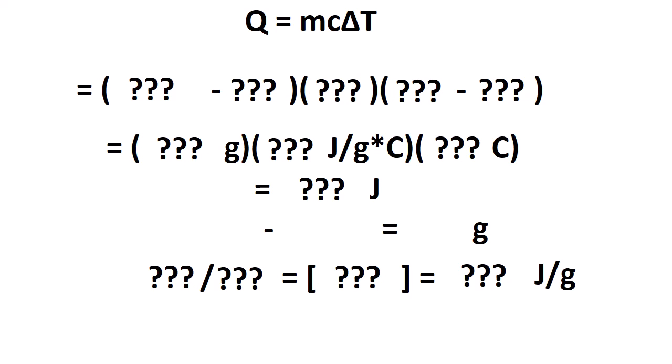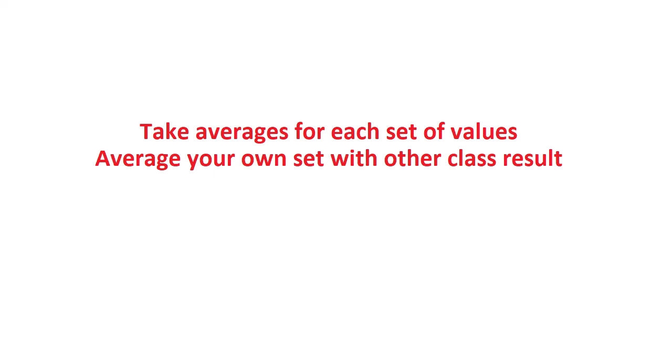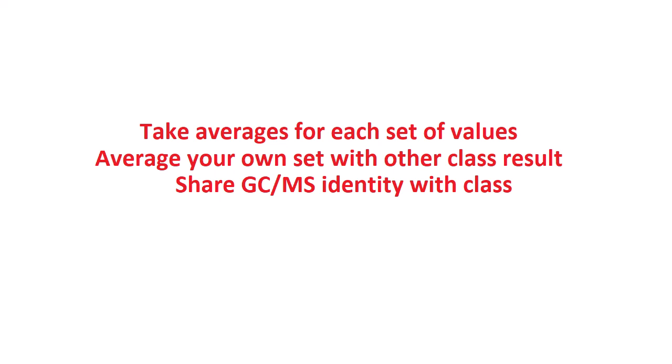These calculations will then be applied to the 3 remaining sets of values. The joules per gram values for each fuel burner will then be averaged and shared with the class. There should be 2 average values for each fuel type, which themselves will be calculated into their final averages. The mixture identities that were derived previously from GCMS will also be shared with the rest of the class.